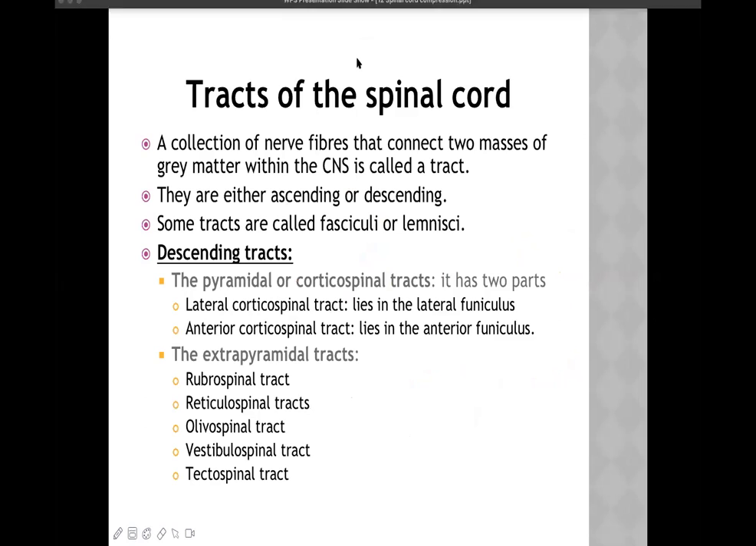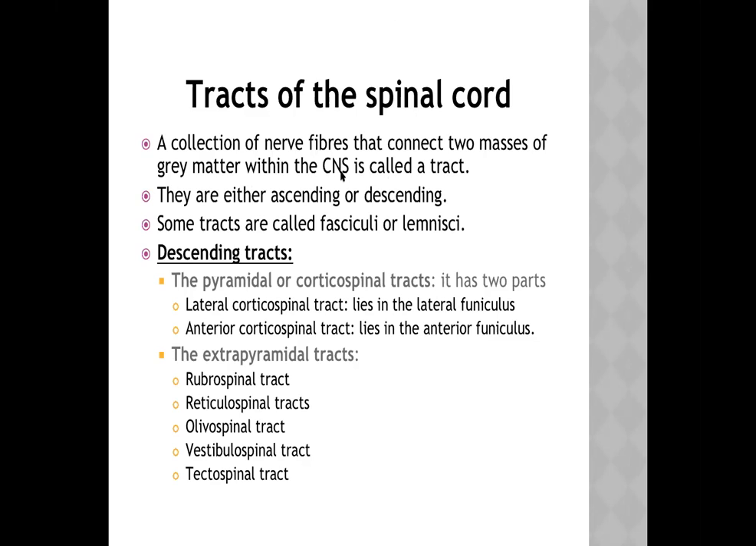Now, after this, let's talk about what are the tracts present in the spinal cord. Now, if we take a cross section of the spinal cord, some of the tracts are going upward and some of the tracts are descending downward. So we call them descending tract and ascending tract. So tracts are a collection of nerve fiber that connect two masses of the gray matter within the central nervous system. Okay, so this is the collection of nerve fiber, means collection of the axons which connect two masses of the gray matter within the central nervous system.